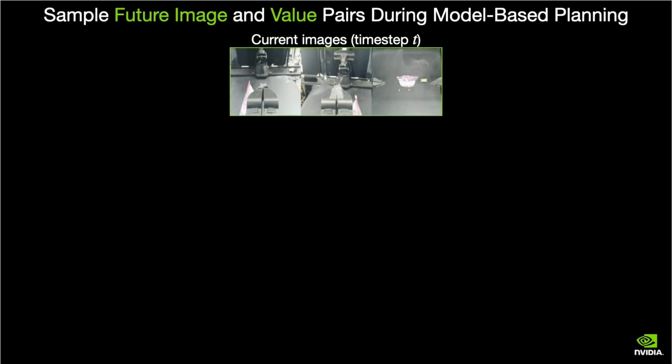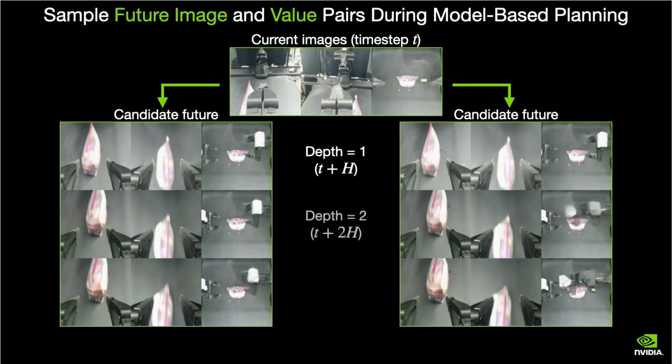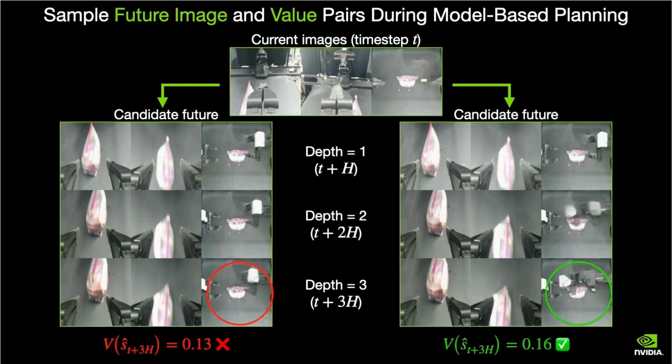Now we show examples of future state and value predictions seen during model-based planning. Given the current state, Cosmos policy generates N candidate futures. For simplicity, we just show 2 candidates with a search depth equal to 3. The value function assigns higher value to the future on the right, since it shows better progress towards opening the Ziploc bag.